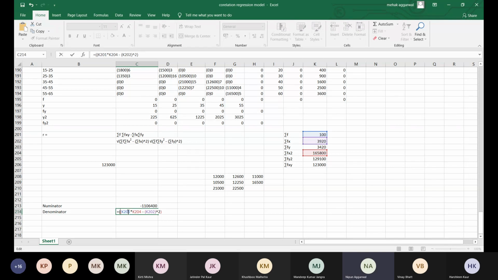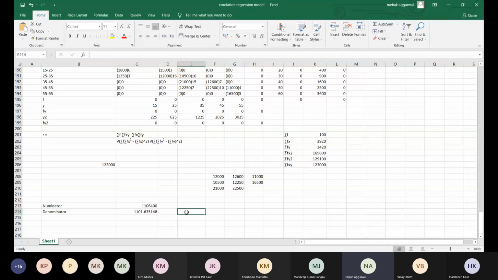So this is sigma f into summation fx square minus summation fx whole square, and this whole thing under the root. So this becomes the first part of the denominator. Now the second part of the denominator is the same way the y term, which is equal to summation f into summation fy square, so 129,000, minus, with the bracket, summation fy whole square.